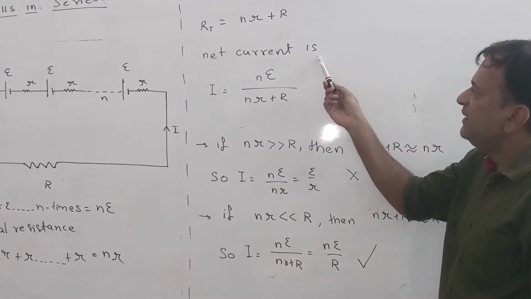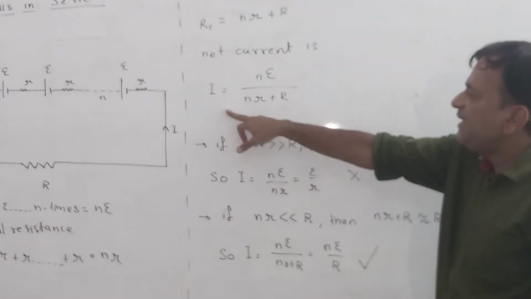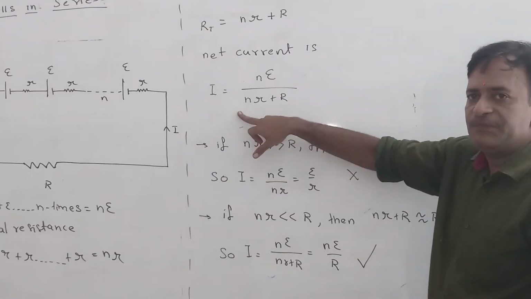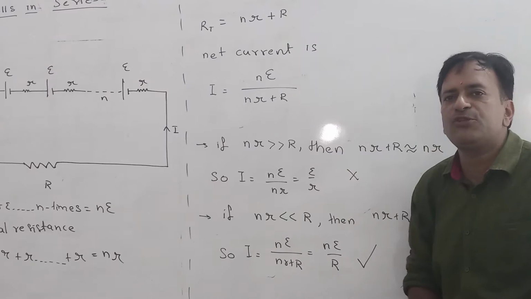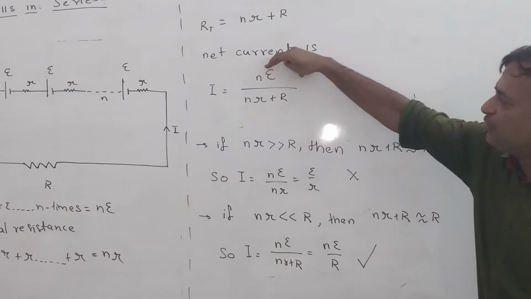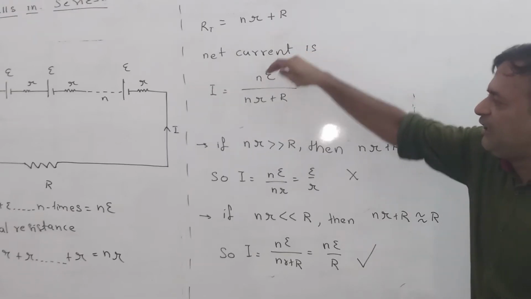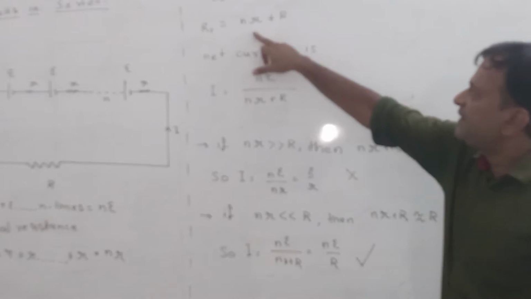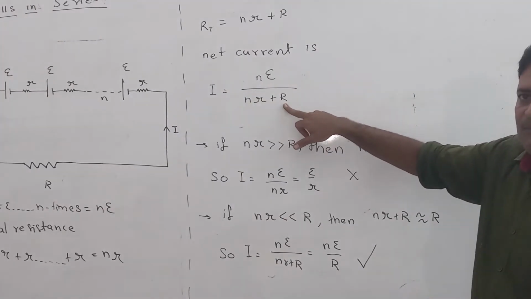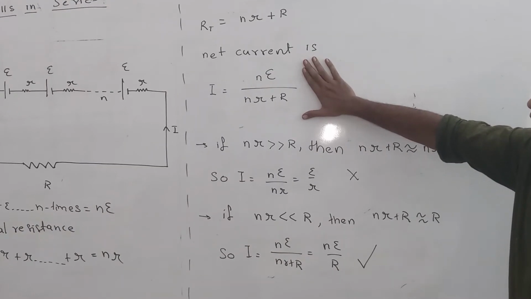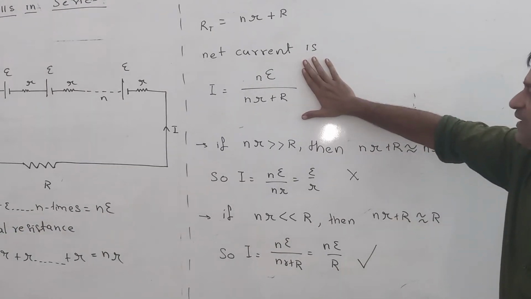The net current in the circuit will be I equals V by R. That is potential difference upon resistance. Ohm's law, I equals V by R. So here I have I equals the total voltage available, N into epsilon, over the total resistance, nr plus R. So this is the current that we are going to draw from this cell configuration.